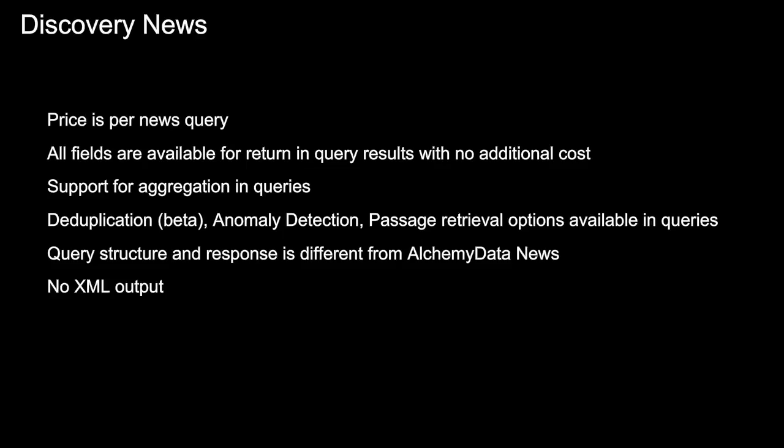Another good feature applicable to Discovery News is anomaly detection, which you can use to monitor if there's been a spike or drop in mentions of a particular entity or a keyword in news. The query structure and the response is different from Alchemy Data News, and JSON is the only output that is supported.